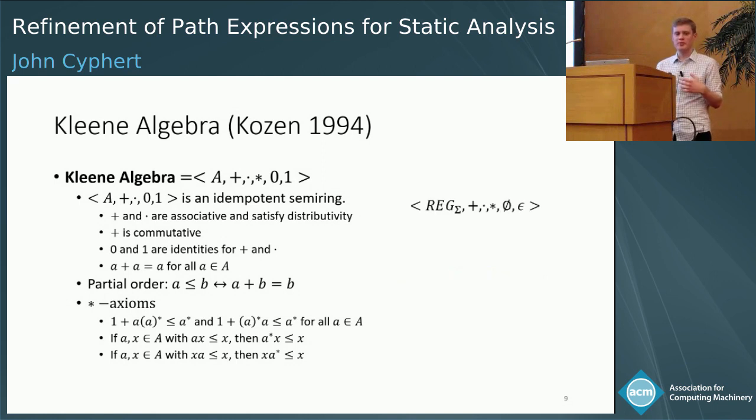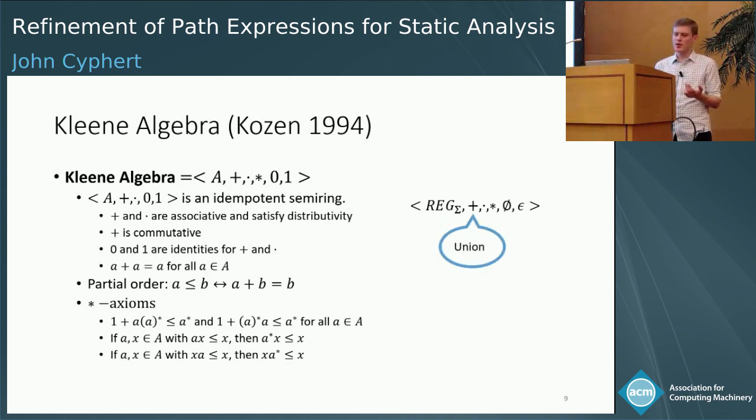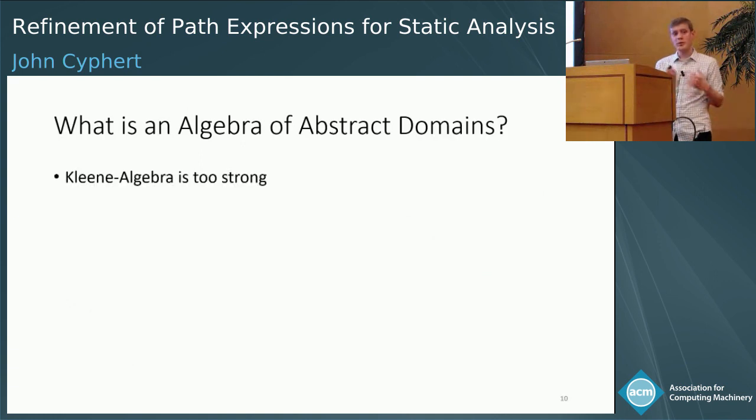So this was the algebra of regular expressions. An example is the regular expressions over some alphabet, say sigma, with plus being union, dot being concatenation, and star being the Kleene star. So we talked about the algebra for regular expressions. What is the algebra that we're going to use for abstract domains?